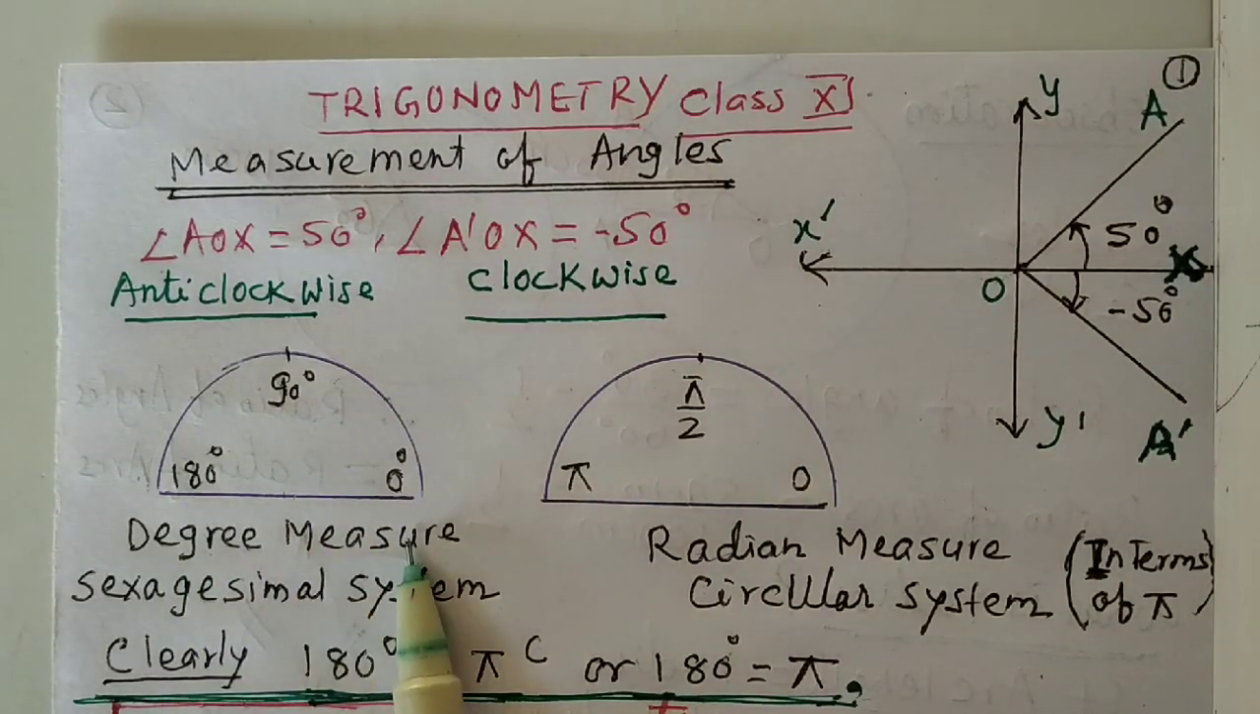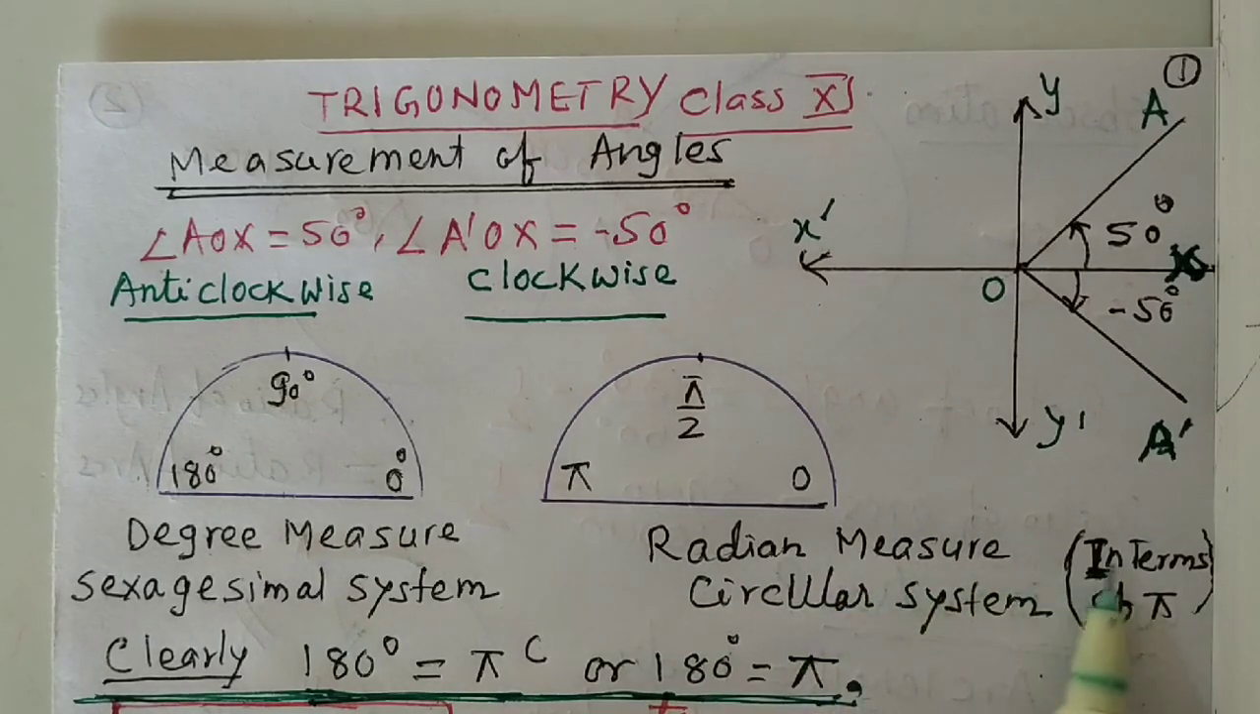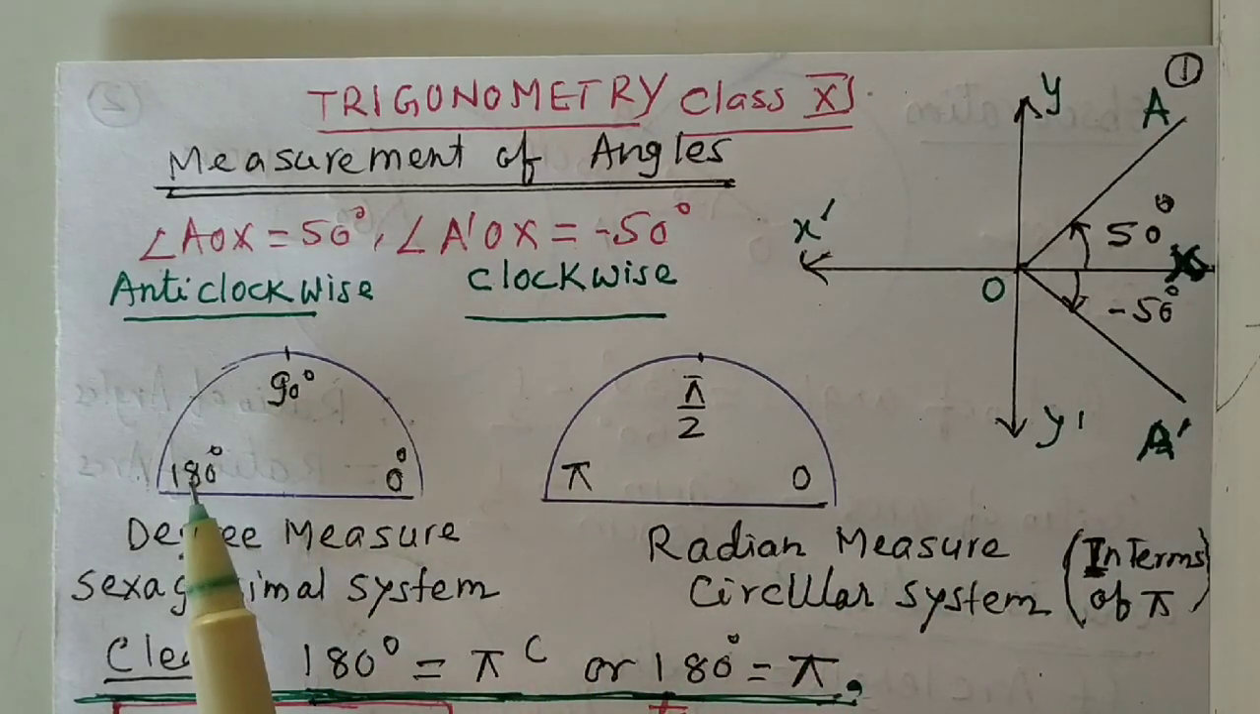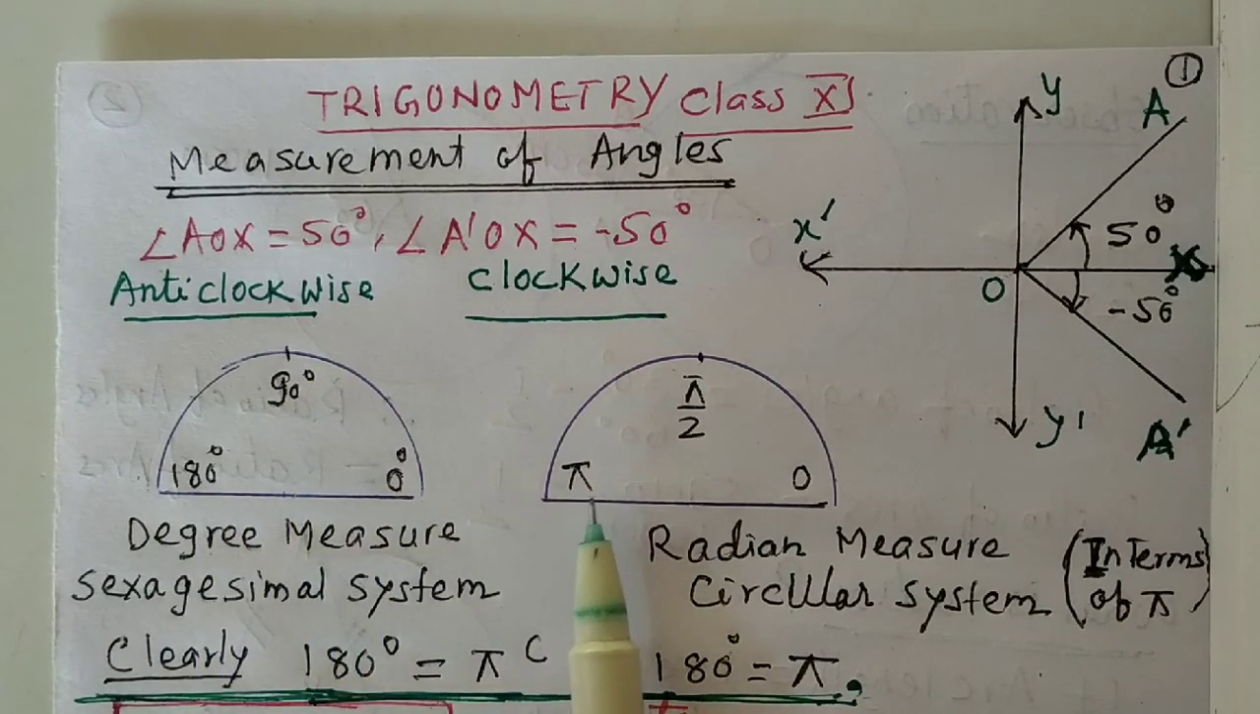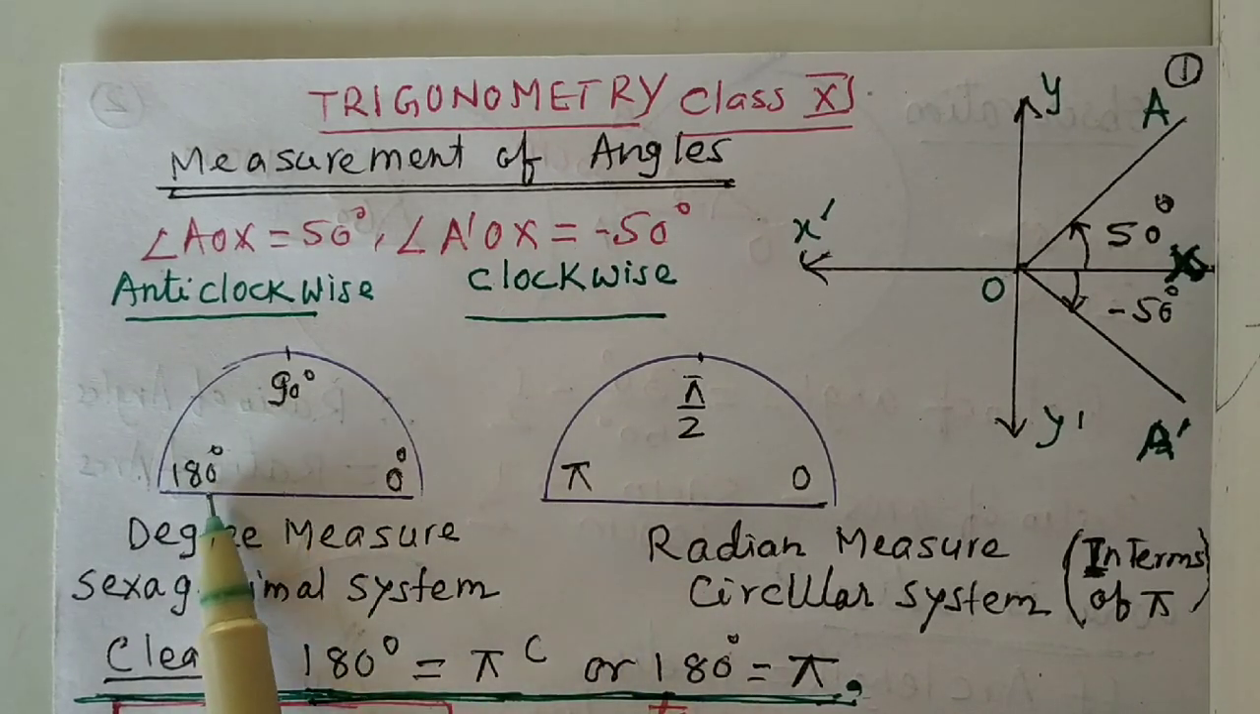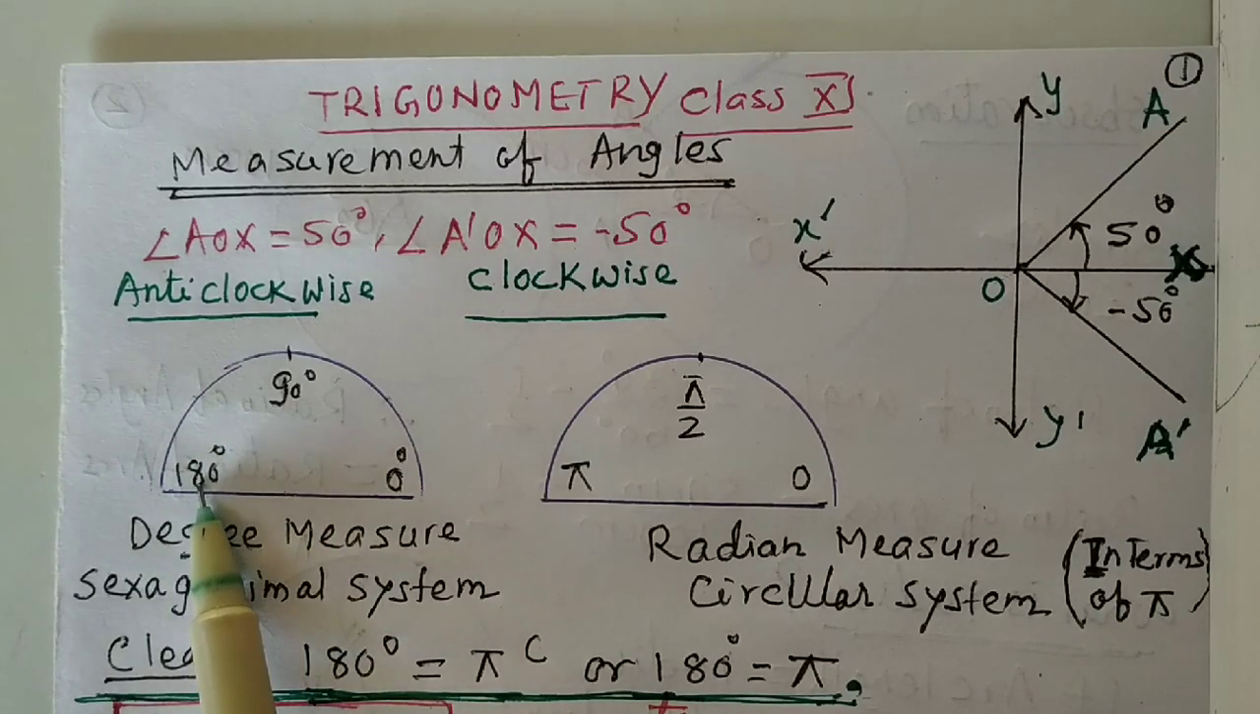Degree measurement is very popular. This is the sexagesimal system. Older people named it the sexagesimal system, but nowadays it is popular as degree measurement. And the second one is radian measurement, in terms of pi. 180 degrees is known as pi, but this pi is different from 22/7. If 22/7 approximately is taken, pi will measure length, but if we are taking 180 degrees, pi will measure the angle. Half of 180 degrees is 90.